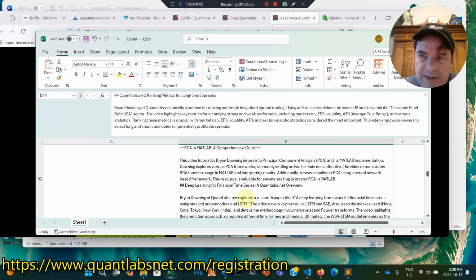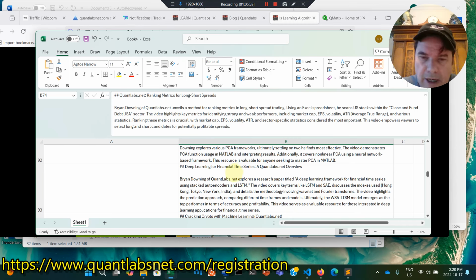Another one that was getting popular at the time, that is popular, I don't know if it still is, deep learning with a financial time series. So there's a research paper called Deep Learning Framework for Financial Time Series using stacked autoencoders and LSTM. So there's the LSTM and SAE discussing indices using Hong Kong, Tokyo, New York, and India, and different methodologies that involved wavelet and Fourier transformations. Video highlights the prediction approach, comparing different time series and modeling.